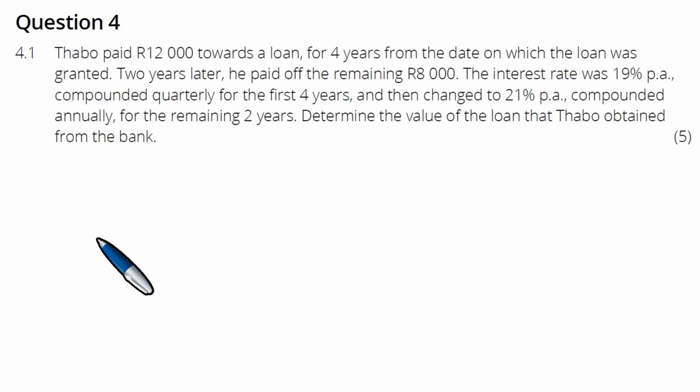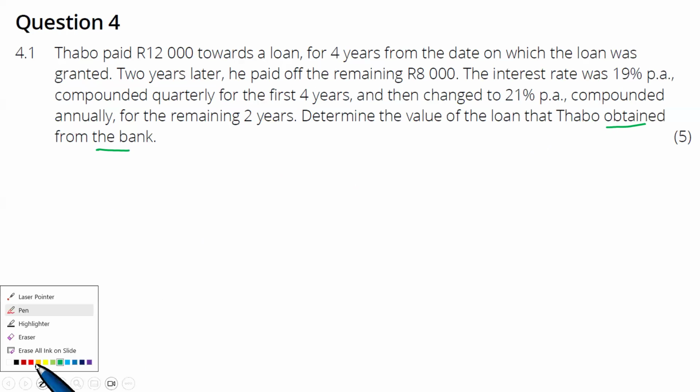So we continue to solve this particular problem. Now, there are a couple of things we need to look at here as we do this particular question. We continue as follows. Now, to determine the value of the loan that Tabo obtained from the bank, how much was the loan that he obtained from the bank? There are a couple of things that you need to take into account here. Let us reason together with me.